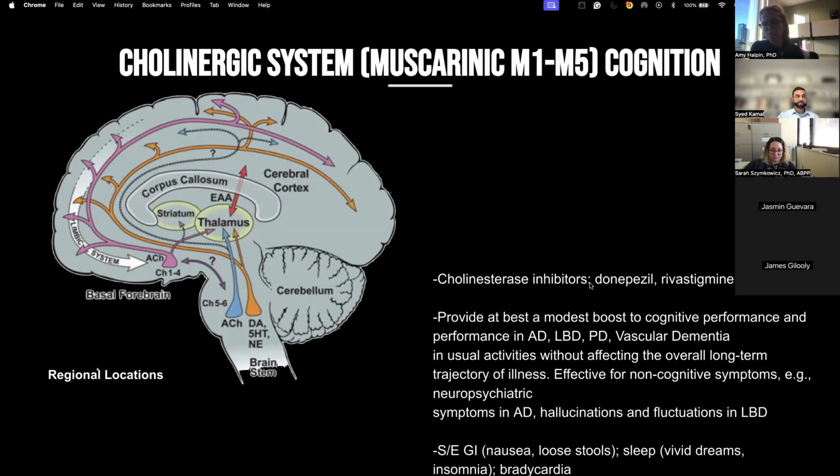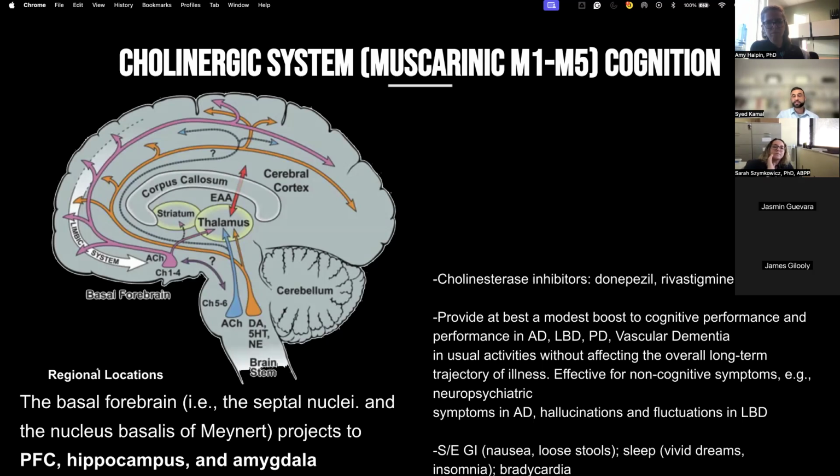So we do have cholinesterase inhibitors. Acetylcholine is degraded by acetylcholinesterase. So if we inhibit the enzyme that breaks down acetylcholine, now acetylcholine can remain around longer in the synapse. So it can give that cognitive boost. It can give a modest boost in cognitive performance in AD, Lewy body dementia, Parkinson's disease, and vascular dementia, but it doesn't necessarily affect the overall long-term trajectory. It can decrease placement into nursing home, but it's not disease modifying as lecanemab can be.